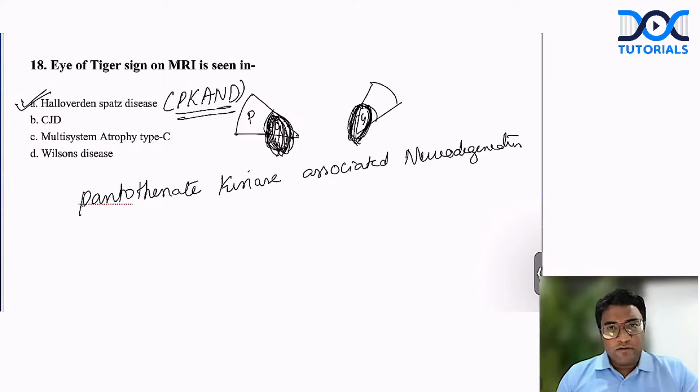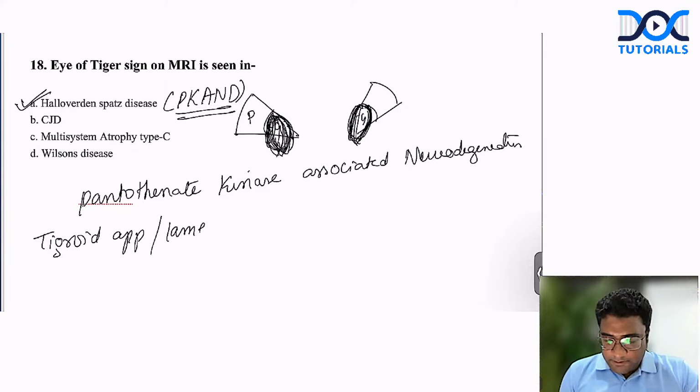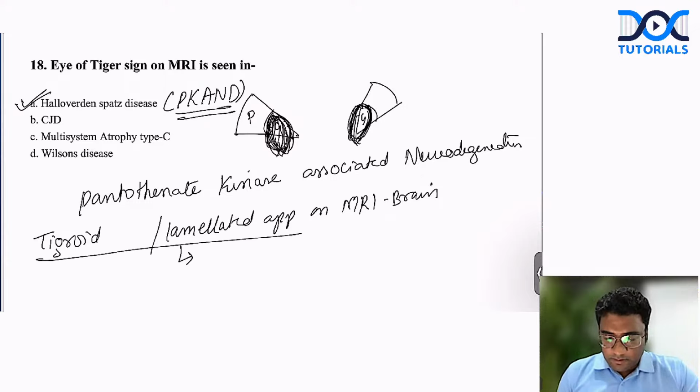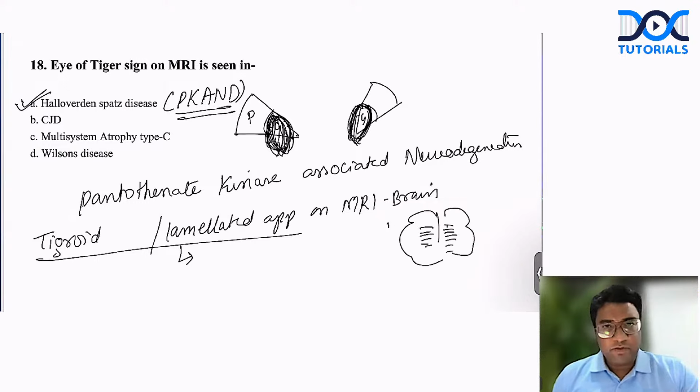So instead of eye of tiger, if I say tigroid appearance or lamellated appearance, or tiger skin or leopard skin appearance on MRI brain in a child who is having delayed milestones, what is this suggestive of? This is MLD, metachromatic leukodystrophy.